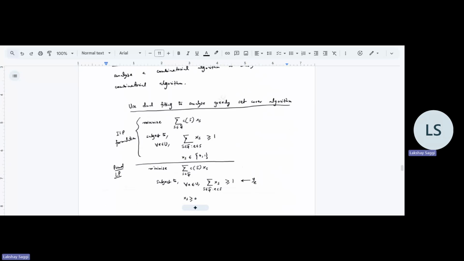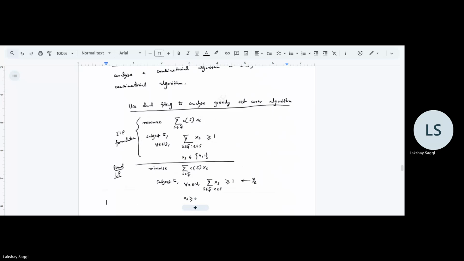So maybe just discussing on a high level, what was done to analyze greedy set cover algorithms. First, if we are given the set cover problem at hand, let's first design an integer linear program for the set cover problem. So what will be the integer linear program?